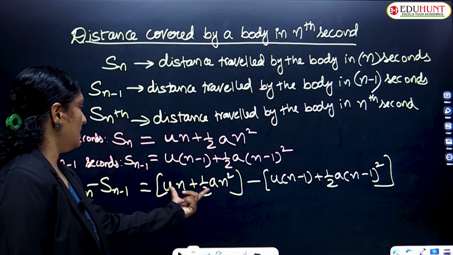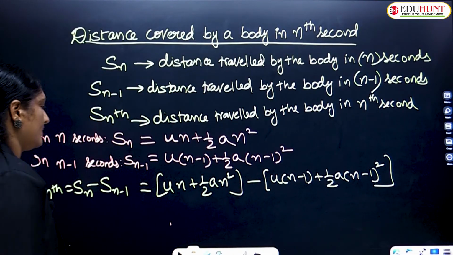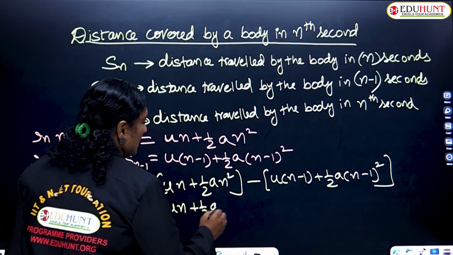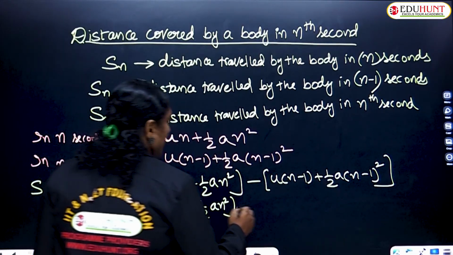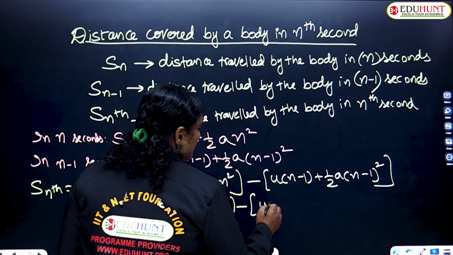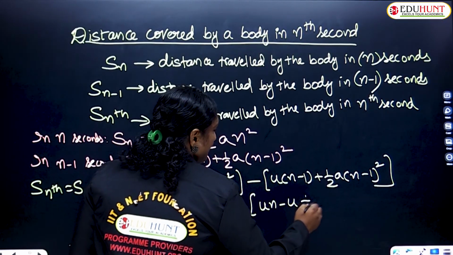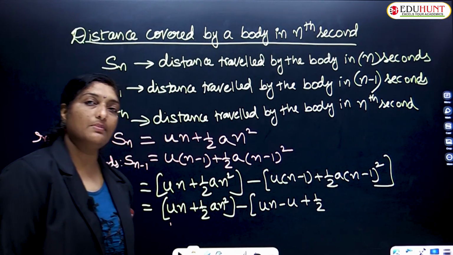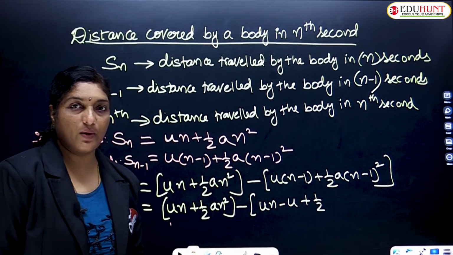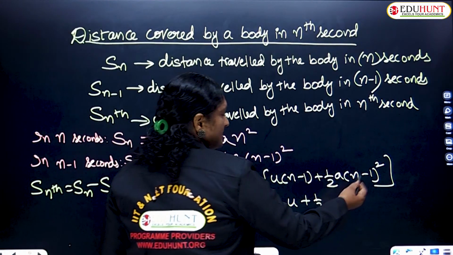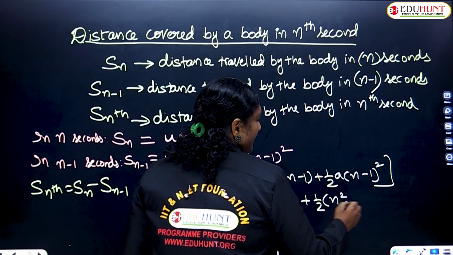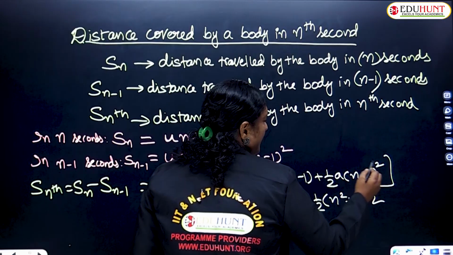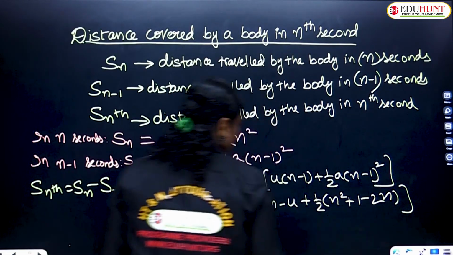So Sn minus Sn minus 1. After simplification, it can be written as un plus half an square minus u, take it inside, un minus u plus half, this is of the form a minus b whole square. A minus b whole square can be written as a square plus b square minus 2ab. A square is n square, plus b square, 1 square is 1, minus 2ab, 2 into n into 1. How much is that? 2n.